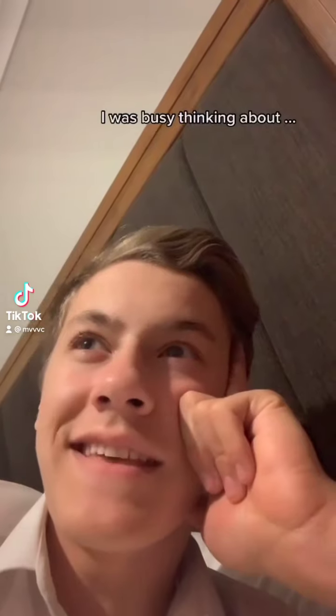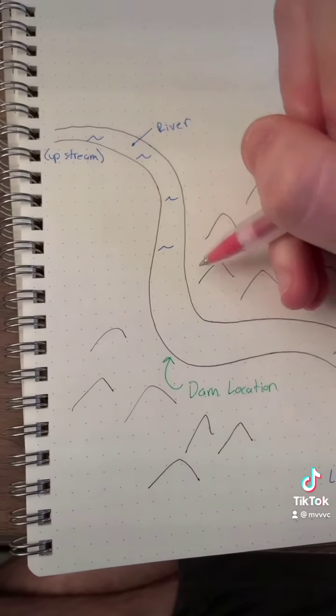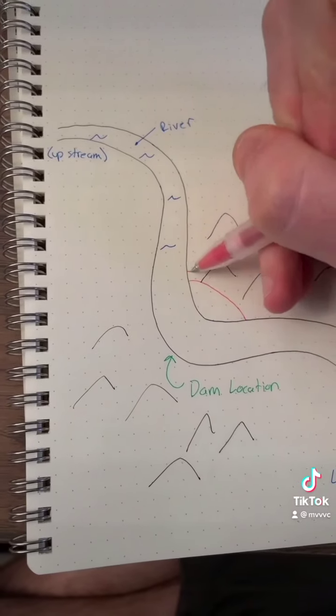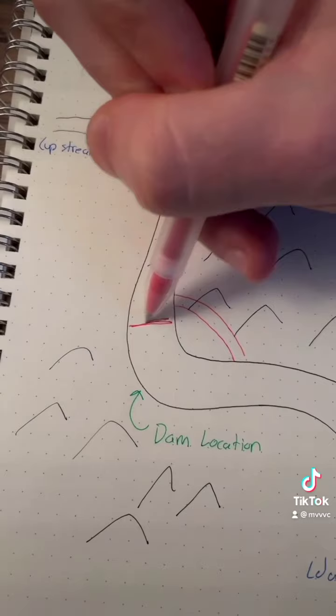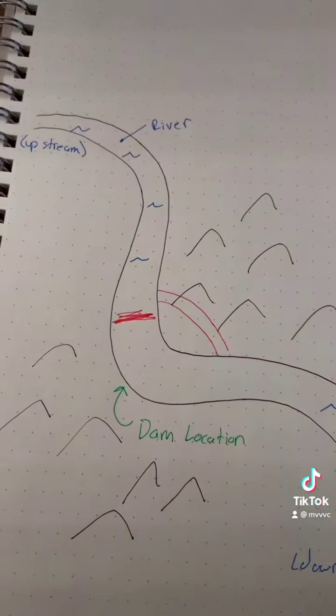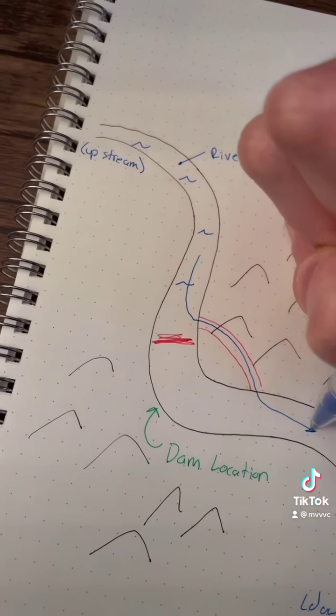So if we're trying to build a dam here, the first thing we're going to do is build a tunnel to divert the water around the dam location. Then we're going to come in here and fill this with some temporary material to block off the water. Now the water is going to flow through here, hit here, go through the tunnel, and avoid the dam site.